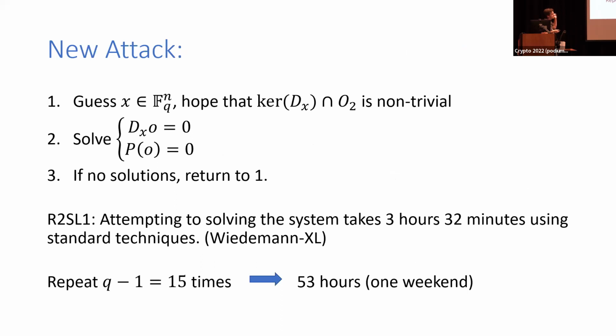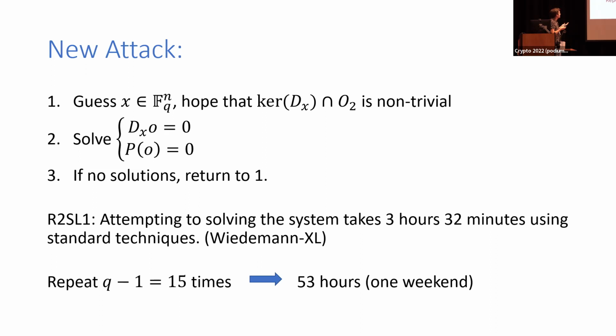What we're going to do is we just guess a random x, and then we hope that the kernel of our differential intersects with our space O2 that we want to find. Then we try to find a vector in this intersection if it exists, just by solving this system. So we're looking for an O such that d of x of O is equal to 0, namely, O sits in the kernel. And secondly, we want that P of O is equal to 0, just because P vanishes on O2. So that's how we can look for the O2.